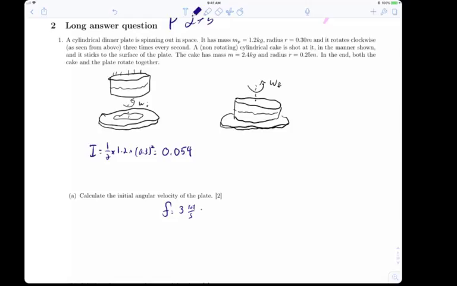Let's convert that into an angular velocity. So it's going to be 3 rotations per second. So there's 2 pi radians per rotation. So that's 6 pi 1 over s. Okay, so the angular momentum is omega times I. 6 times pi times 0.054.